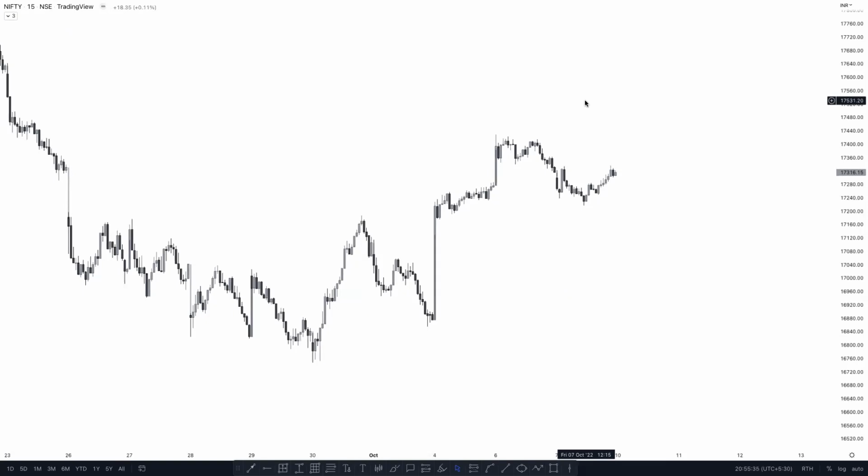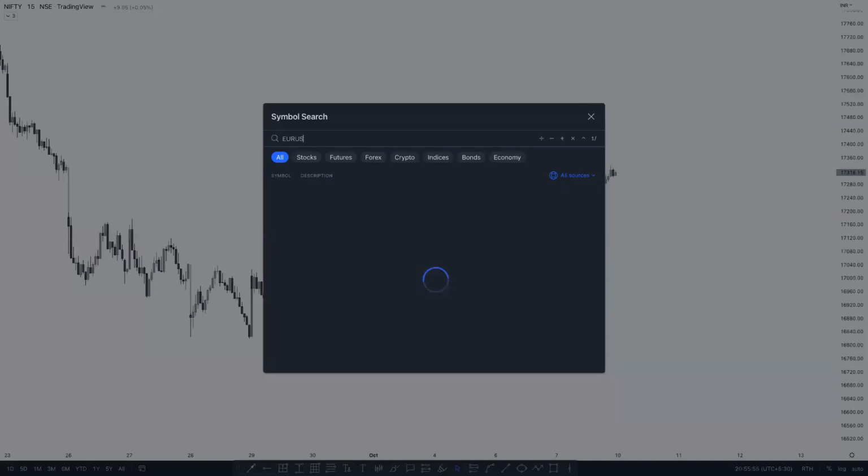So first of all, look at the Euro USD, and after that, GBP USD, gold, Bitcoin, right? And we will also include Bank Nifty chart for Bank Nifty traders, especially Indian stock traders. So let's start from Euro USD first.